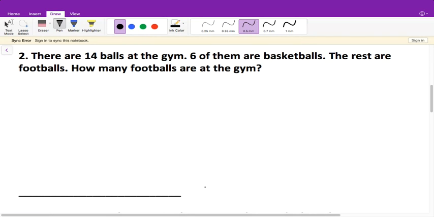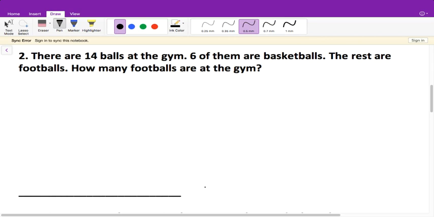Now let's take a look at number 2. There are 14 balls at the gym. 6 of them are basketballs. The rest are footballs. How many footballs are at the gym? Okay, so we have some balls. Some of them are basketballs and some of them are footballs. So I have a group of balls and it's being split up into 2 groups, basketballs and footballs. That tells me that this is a part whole problem.